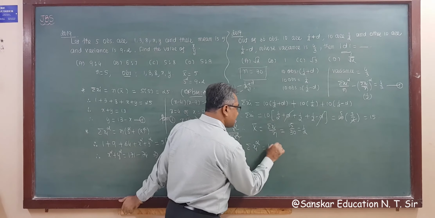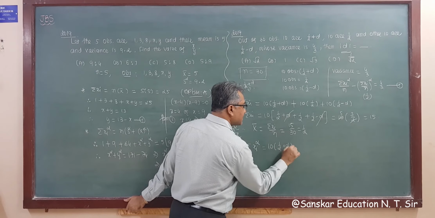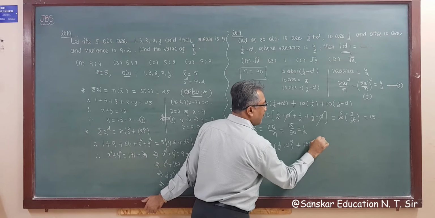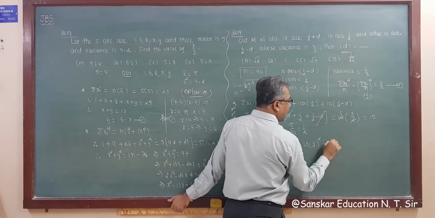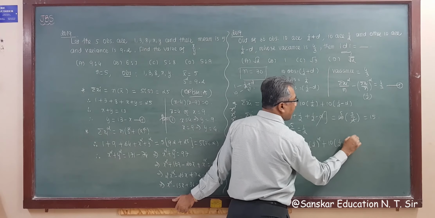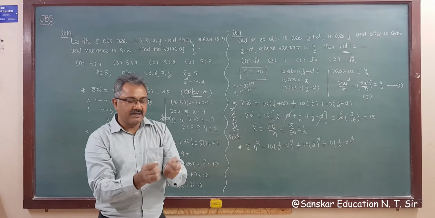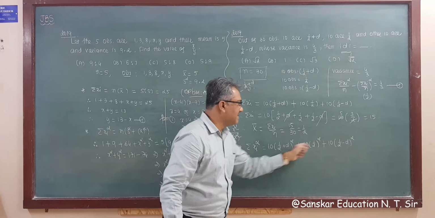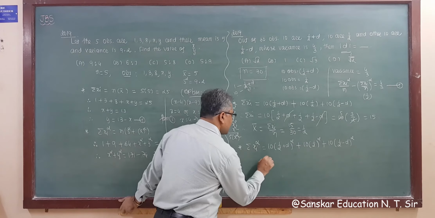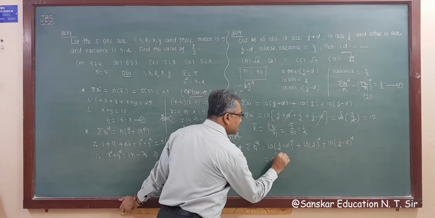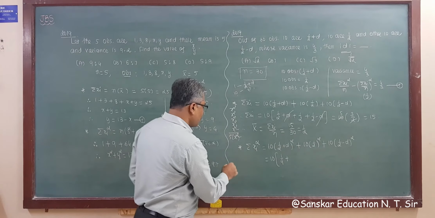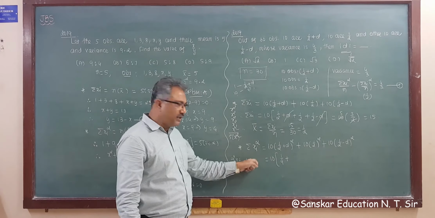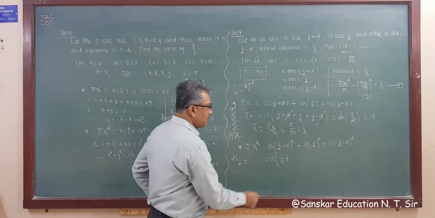So 10 times (1/2 + d) whole square plus 10 times (1/2) whole square plus 10 times (1/2 − d) whole square. Again taking 10 common and expanding, what we get? 10 times, this is 1/4 plus 2 times half into d. That is twice ab, so the 2 will be cut.